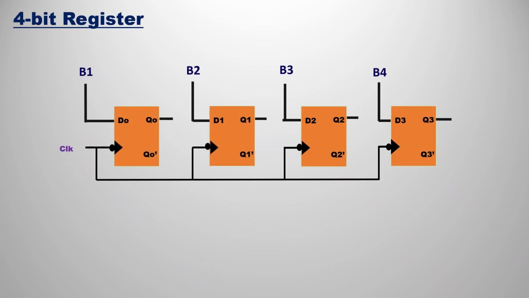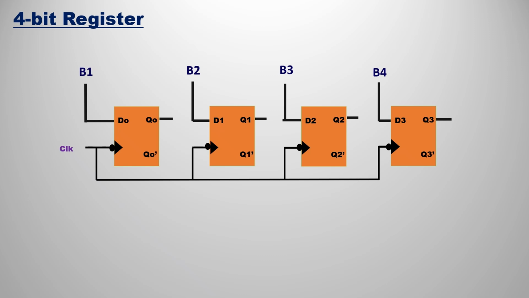First of all we need to understand the 4-bit register. If you cascade 4 D flip-flops in this fashion and synchronize them with the clock, this is a very basic 4-bit register. In registers we generally use D flip-flops because whatever input we give, the same appears at the output, so it is very convenient. And step by step we will go.